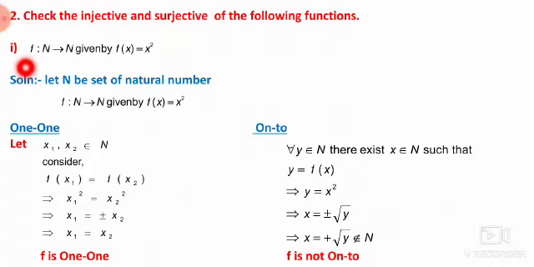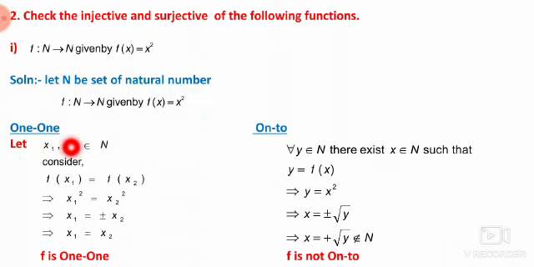The first function is given to you: f from N to N, that is, the domain and codomain are the set of natural numbers, given by f of x equals x square. Let me begin with the solution of this problem. Let N be the set of natural numbers, that is, f from N to N given by f of x equals x square. We have to check whether this function is one-one and onto or not, whether it is injective and surjective or not.